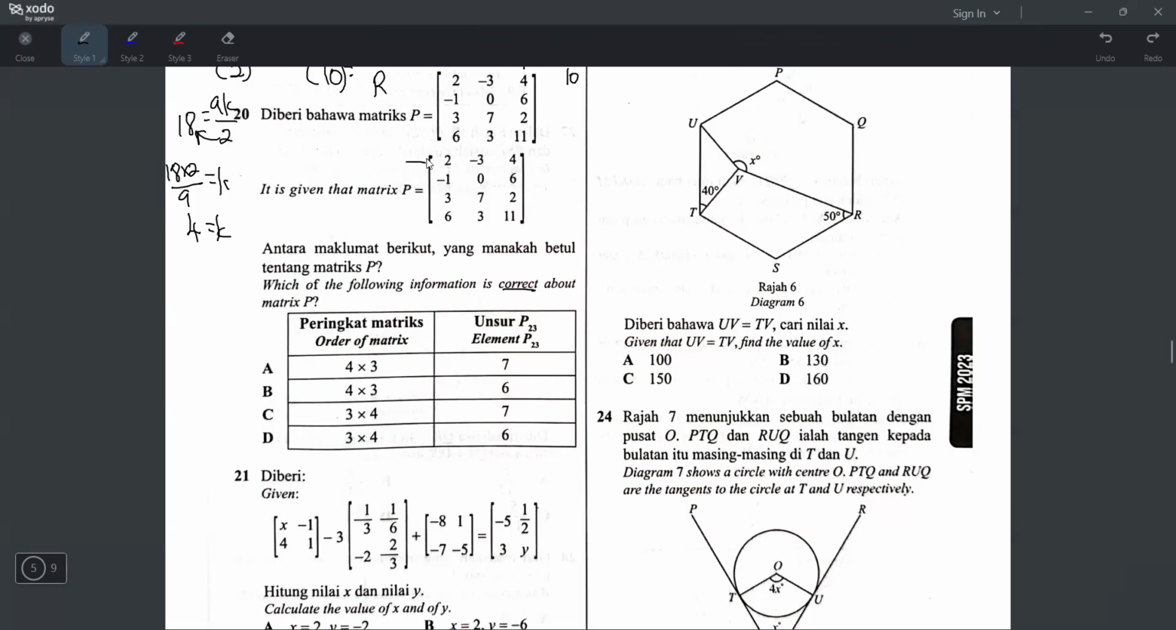So berapa row sini? 1, 2, 3, 4. So we call this 4 rows. And how many column? 3 column. So this is 4 times 3 punya matrix. So C dengan D automatic dah salah.